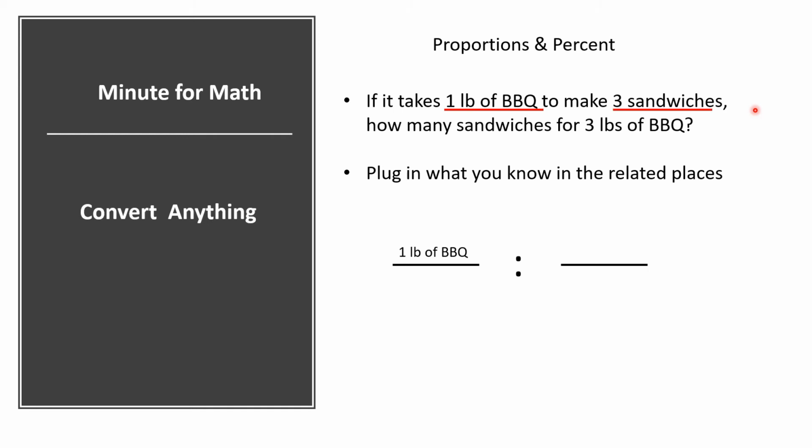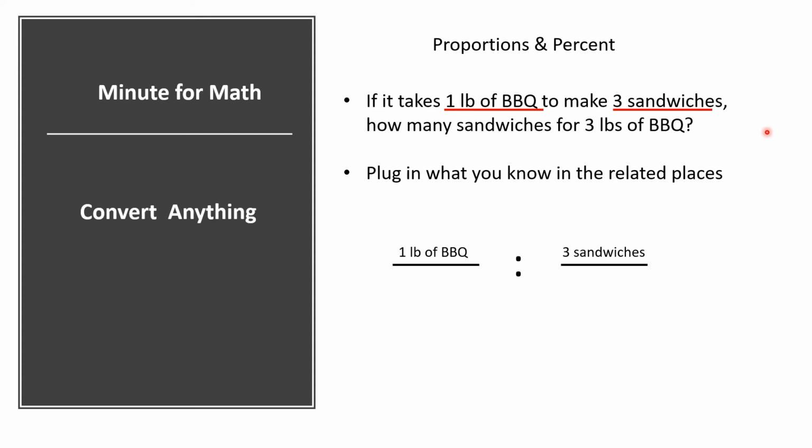All right, we got 3 sandwiches. That's some information we know. We know we got 1 pound of barbecue. We know we got 3 sandwiches. That's what it'll make. So we're going to plug 3 sandwiches in here. And like we just said on the last slide, you got to keep common units of measure.